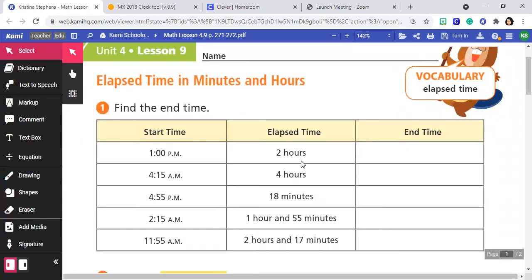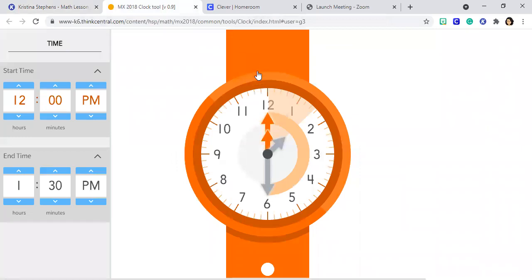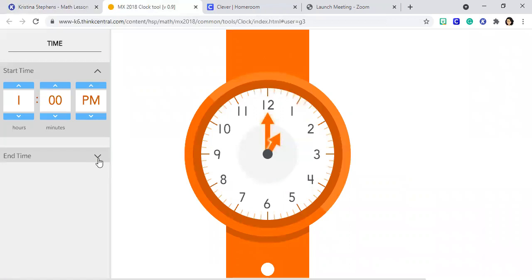Now, we could be thinking about this in terms of going forward or going backward. It looks like right now we're going forward. So if we start at 1 o'clock p.m. and 2 hours goes by, what is the end time? Well, I'm going to set my clock by moving my hour hand. I think I'm going to use this over here. So I'm going to make that 1 o'clock.